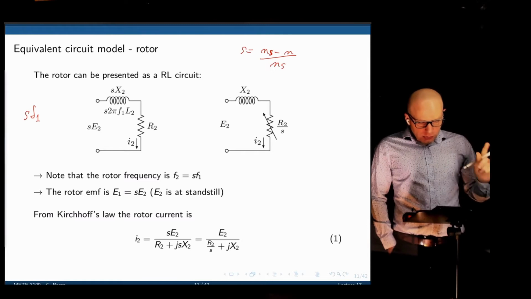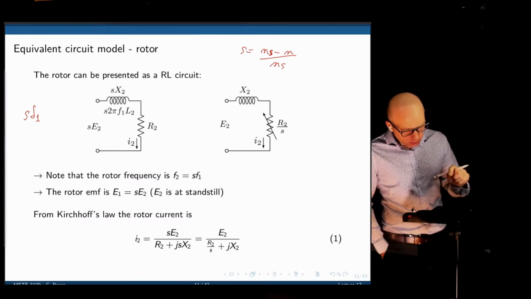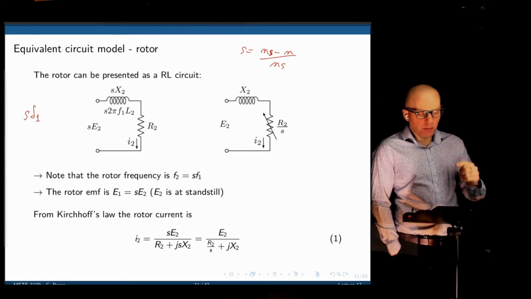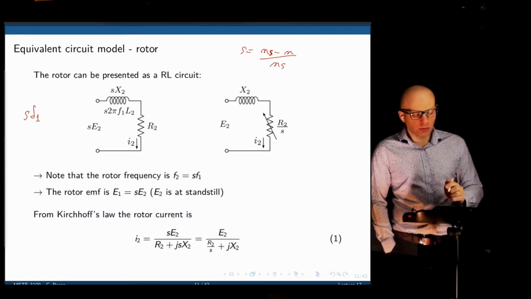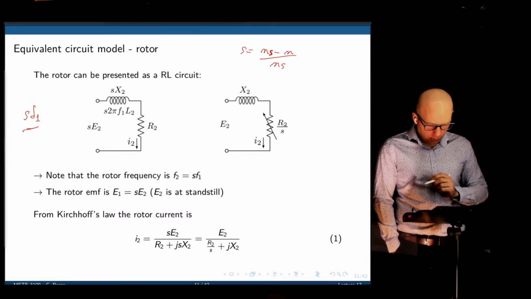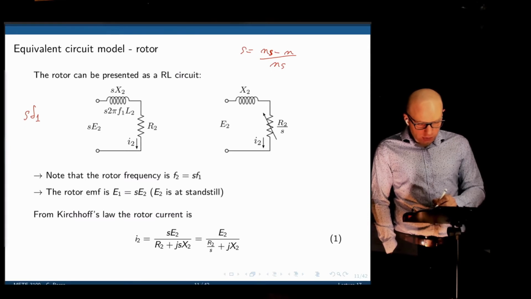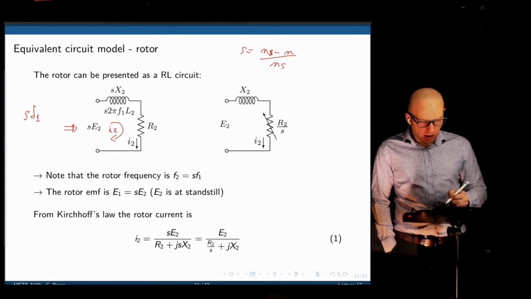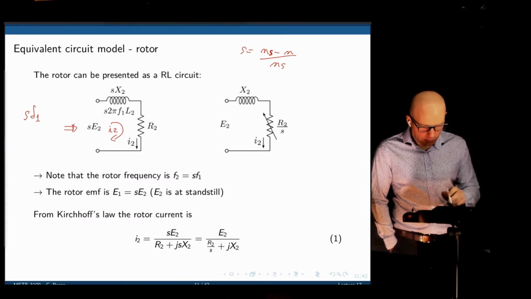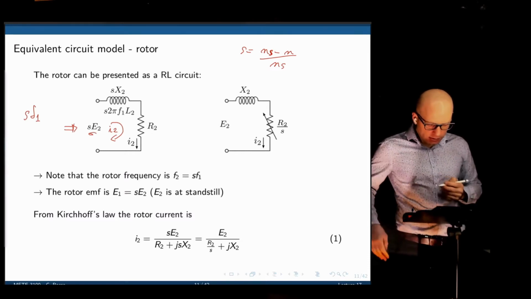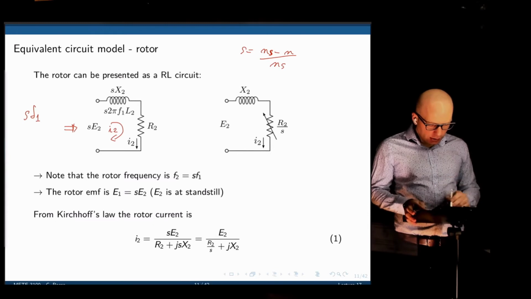Okay, so that's one thing to note, and the other thing to keep in mind is that this is going to operate at a different frequency than the stator. The stator operates at a frequency F1. The rotor will operate at a frequency S times F1. We can apply Kirchhoff's law to this circuit to find the current I2, and it's relatively simple to do. We have the input voltage divided by the total impedance in the circuit.